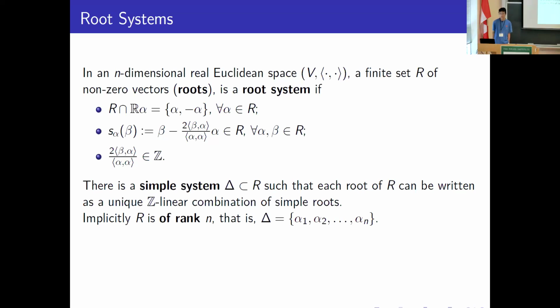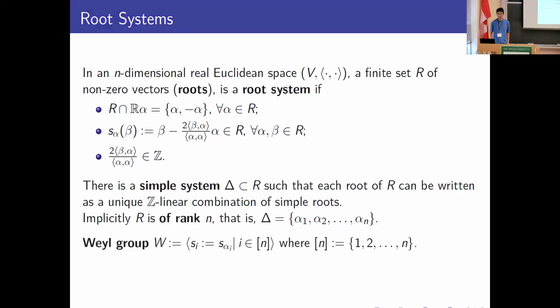And a root system always has a basis. It's called a simple system, such that each root can be written as a unique linear combination of simple roots. And in this lecture, we usually think of R, the root system, to be of rank n. That means we have n simple roots, alpha 1, alpha 2, up to alpha n. And the Weyl group is defined to be the group generated by those simple reflections.